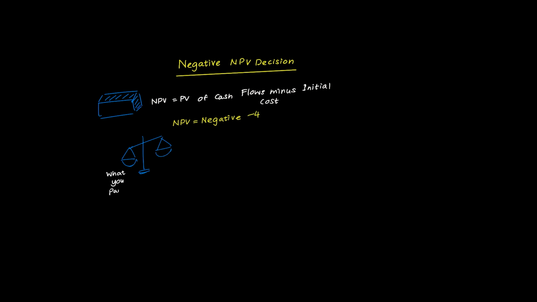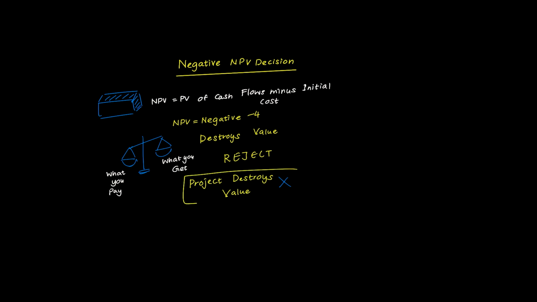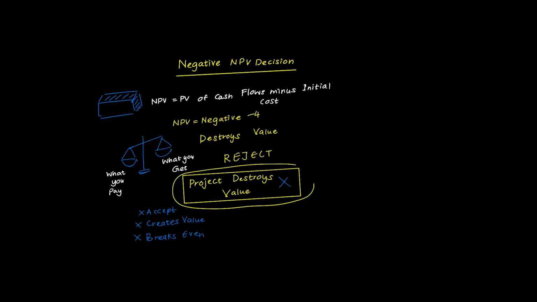The decision rule for negative NPV is clear. Reject the project. It should not be accepted because it fails to meet the minimum return requirements and will make shareholders worse off. Negative NPV doesn't mean break even, which would be NPV equals zero. It doesn't mean the project should be accepted. That's only when NPV is positive. And it certainly doesn't create shareholder value. Negative NPV is a red flag, telling you to walk away from this investment because it will destroy value rather than create it.